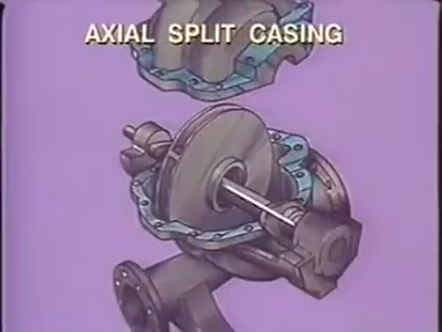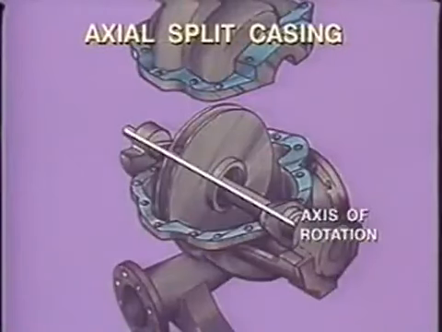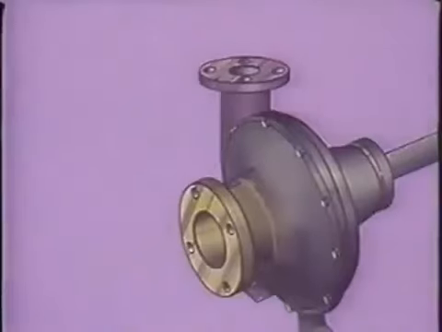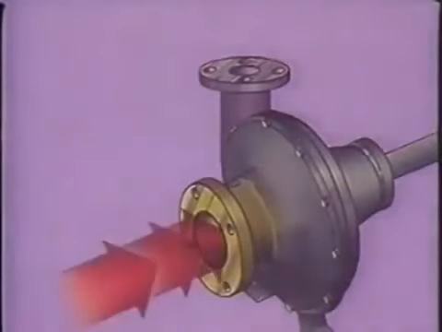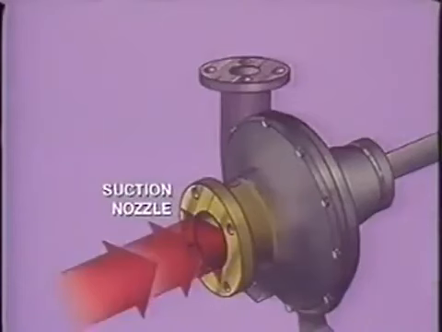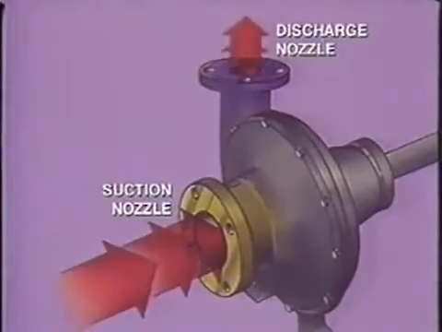The other type of casing is split parallel to the axis of rotation. In this case, the top of the casing can be removed to gain access to the impeller. Another variation in casing design is the location of the suction and discharge nozzles. The most common is the end suction type, in which the suction nozzle is located on the end of the pump and the discharge nozzle is located on the side, pointing upwards.